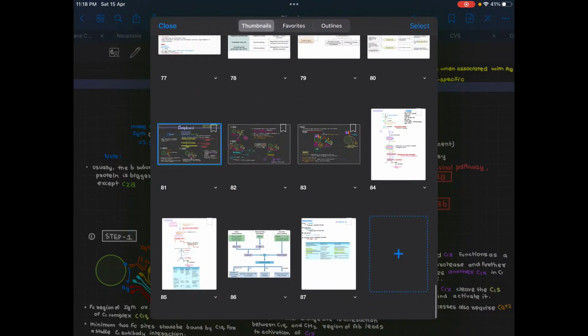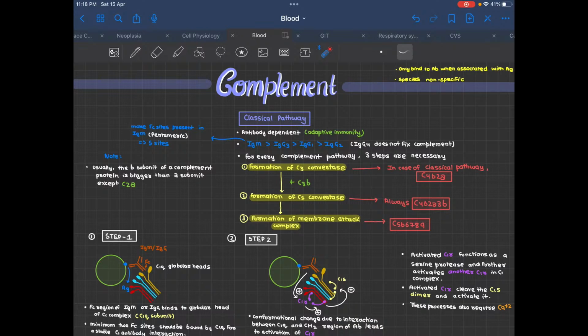So the last topic that we have is actually complement. For complement, I want you to know that there are three pathways for complement activation. So there is the classical pathway, we're going to have the alternate pathway, and the mannose binding lectin pathway. So what is this classical pathway? It's an antibody dependent mechanism. So it's a part of your adaptive immune response, okay, and not an innate immune response.